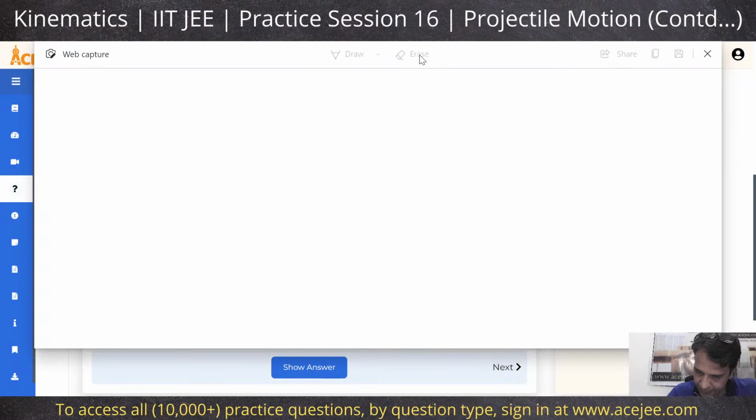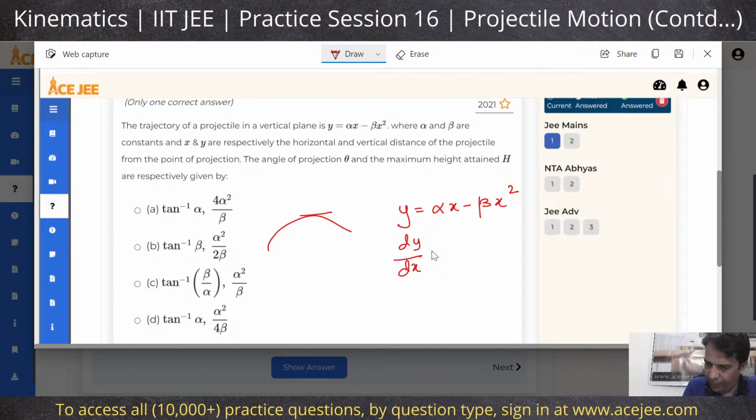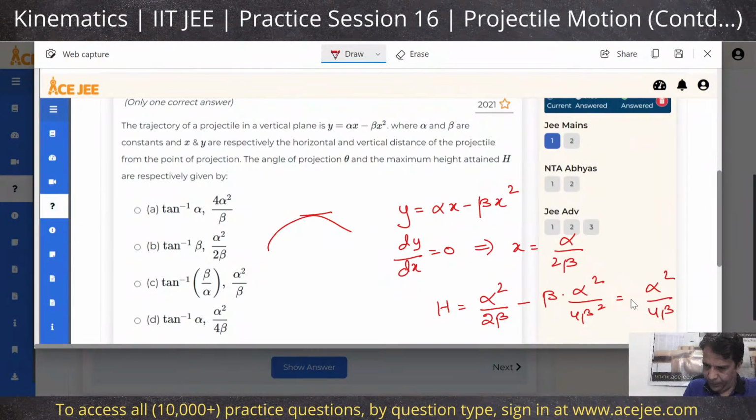So what I'm saying is, if you take this, y is equal to alpha x minus beta x square. So dy by dx, the slope, is 0 at the maximum height. So dy by dx equals 0 implies x is equal to alpha by 2 beta. If you put that back in there, you get your height as alpha square by 2 beta minus beta into alpha square by 4 beta square. This is alpha square by 4 beta. Correct?